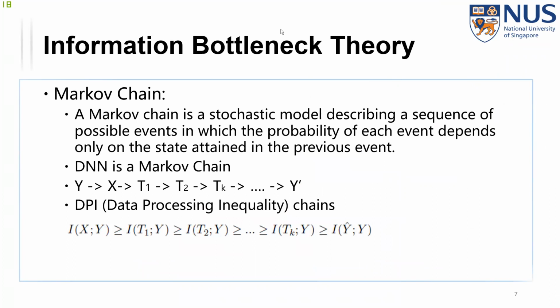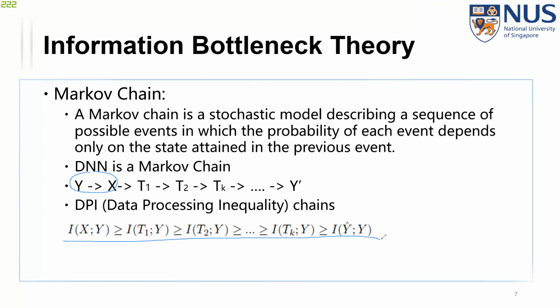There is also another data processing inequality chain when considering a Markov chain. It says that the mutual information of X and Y will be decreasing. So it's quite clear, right? If the mutual information is here, then after another Markov chain step, the mutual information with Y is decreased. That's how this inequality chain works.